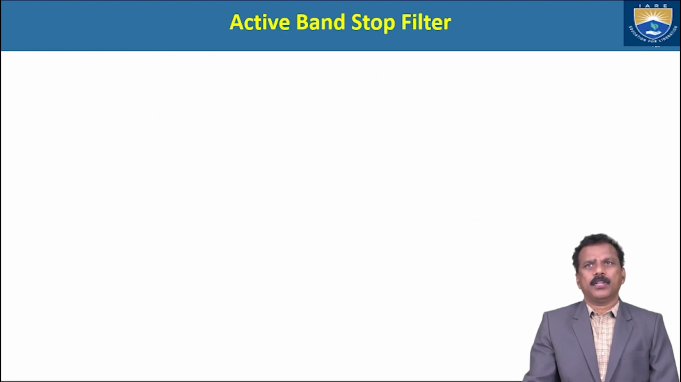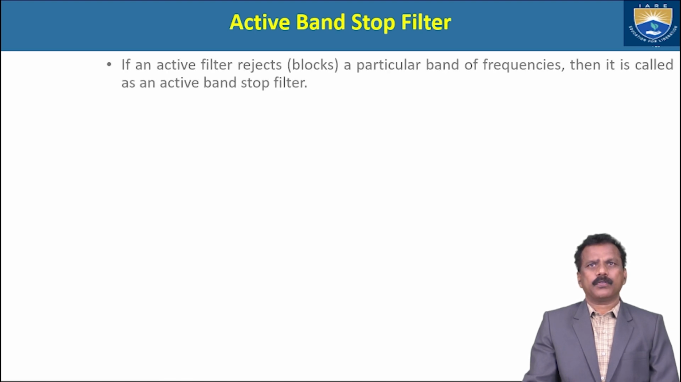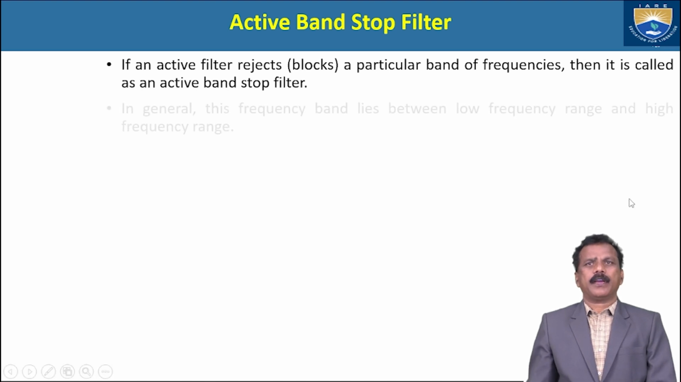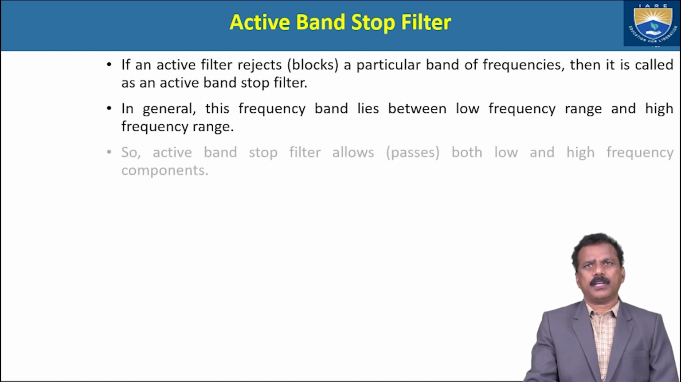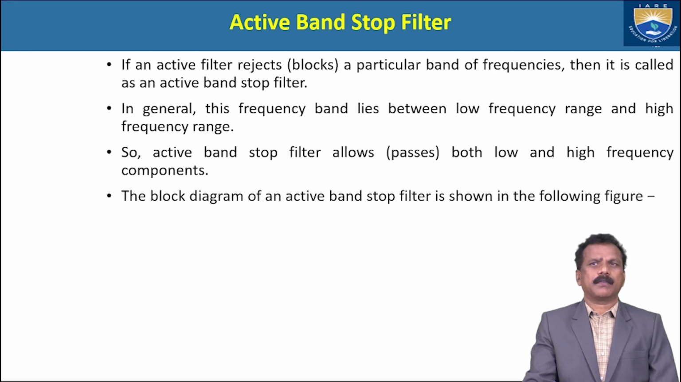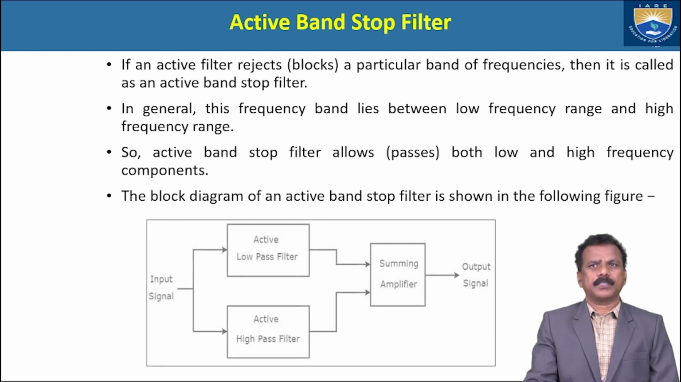Next, coming to this active band stop filter. If an active filter rejects or blocks a particular band of frequencies, then it is called an active band stop filter. In general, this frequency band lies between the low frequency range and high frequency range. So the active band stop filter passes both low and high frequency components. The block diagram of an active band stop filter, as per the circuit diagram, is here.